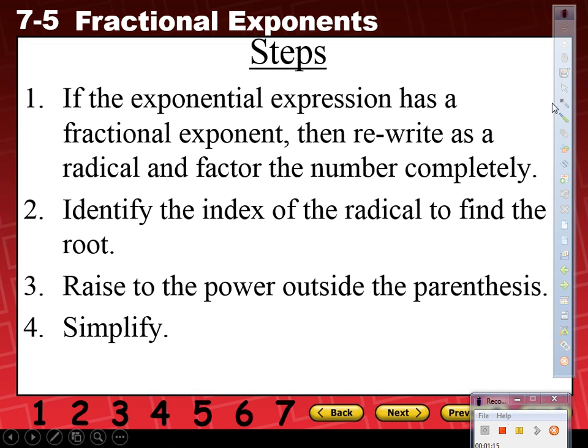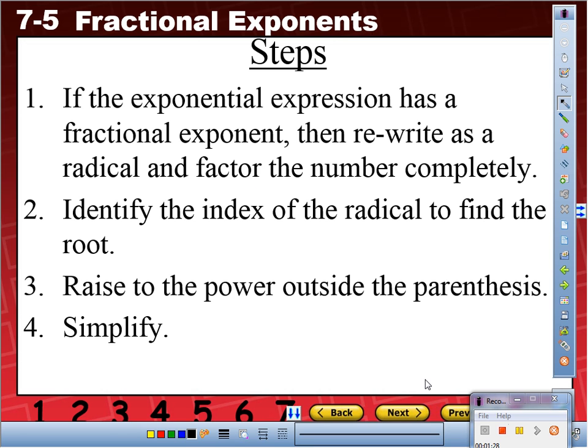Step number 1. If the exponential expression has a fractional exponent, then rewrite as a radical and factor the number completely. Some of you are saying, what do those things mean? Well, I'm going to clarify that a little bit, but write it down. Step 2, identify the index of the radical to find the root. Step 3, raise to the power outside the parentheses. And step 4, simplify. Okay, copy that.